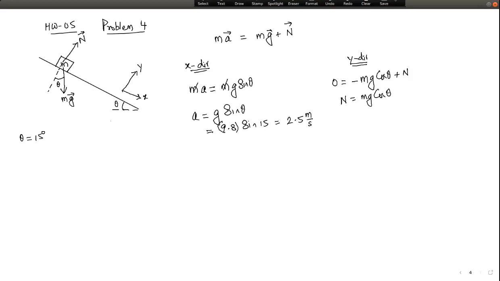Let's do the problems in parts. So part A tells us to identify the forces acting on the student, choose the coordinate system so that the acceleration is along one of the axes, and draw a force diagram and identify the forces. So the forces are of course mg acting downward and the normal force acting upward. That's the two forces. Part B, determine the acceleration of the student. We calculated that to be 2.5 meters per second square actually.